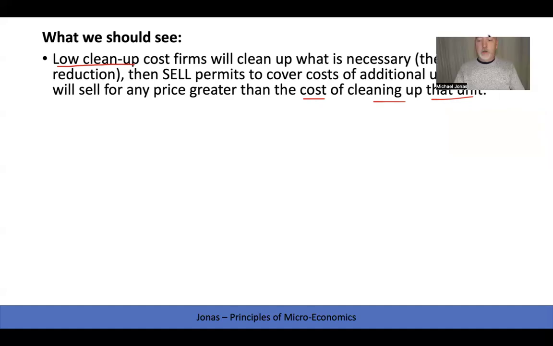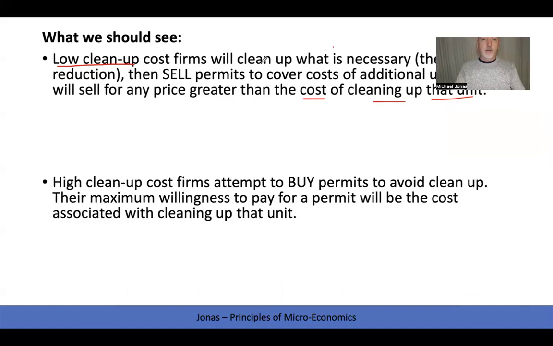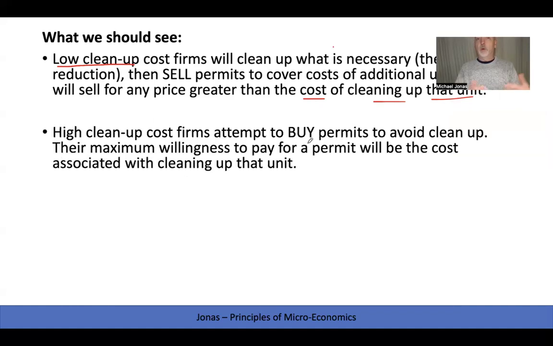The demand side is going to be the firms that want to avoid the pollution cleanup, the high cost pollution permit firm, or the high cost abatement firms. Those are the two in the middle in our little table. They're going to be willing to buy with a maximum amount they'd be willing to pay equal to their cleanup costs. So all the numbers that are going to make up the supply and demand are in that cost table that we saw.